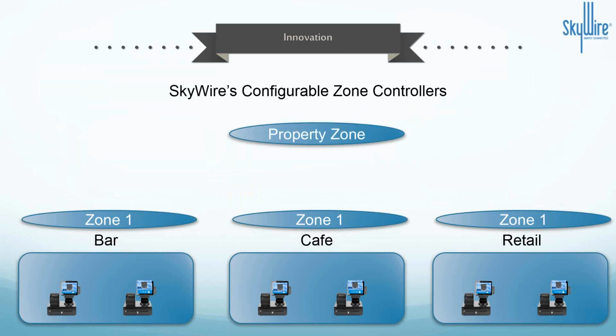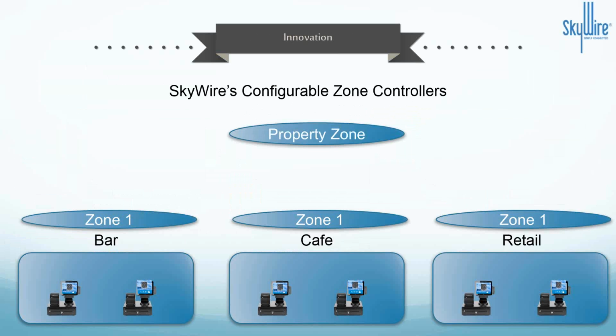So what we did is we enabled what's called a zone controller. They're configurable, same as the workstations. We would place a zone controller. In this example, I've created 3 what we call profit centers, or 3 locations. I have a bar, I have a cafe, and I have a retail environment. I've created zone controllers that sit on top of each one of these profit centers.